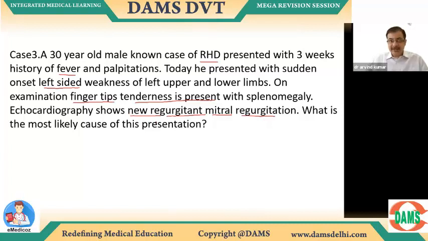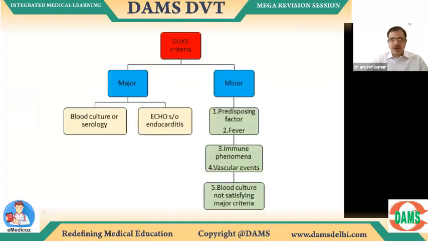What is the most likely cause of this presentation? This presentation is in favor of infective endocarditis. So let's see whether the Duke's criteria for infective endocarditis are getting fulfilled or not. Duke's criteria can be classified into two groups: two major criteria and five minor criteria. The first major criterion is evidence of infection, which can be either a blood culture or a serological diagnosis. Serological diagnosis is for Coxiella, that is Q fever. Echocardiography suggestive of endocarditis is the second major criterion.